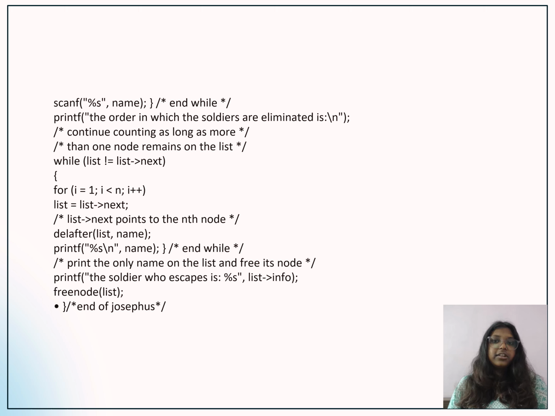When we find the kth person, we remove them by adjusting the links between nodes. Then we print out the names of the person removed so we see the elimination order. Finally, when only one node remains, we print the name of the survivor. So this implementation shows us how an idea becomes a working program that solves the Josephus problem efficiently.